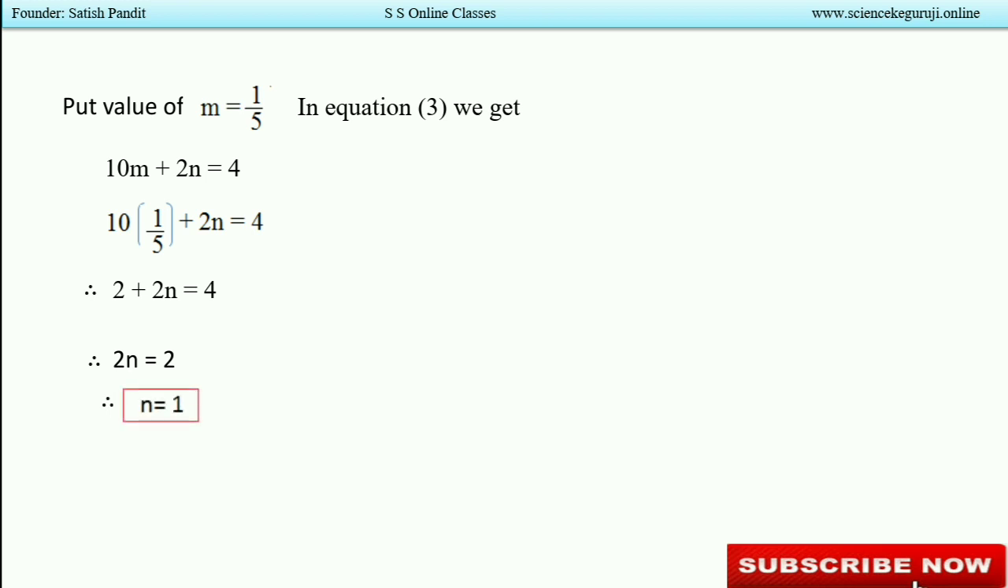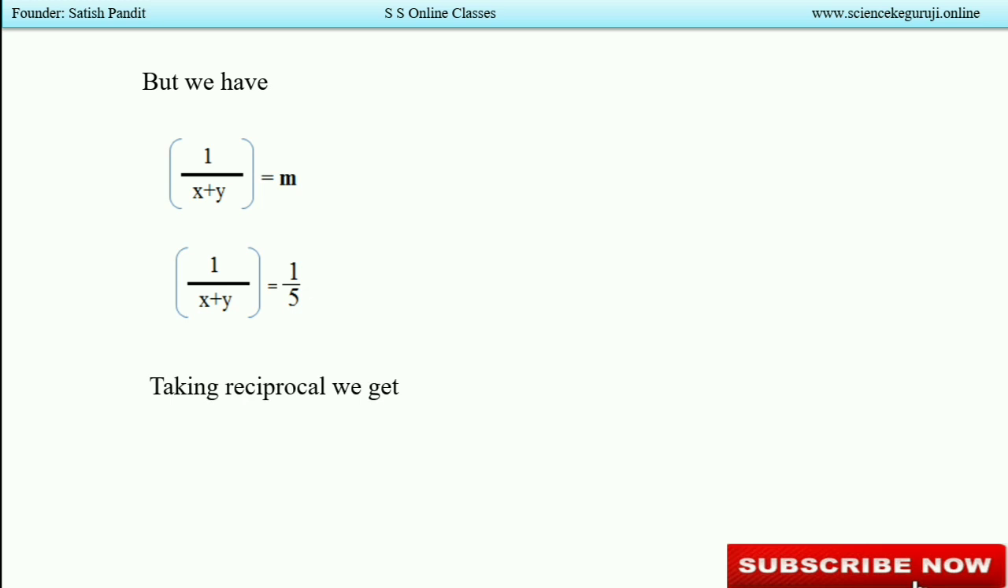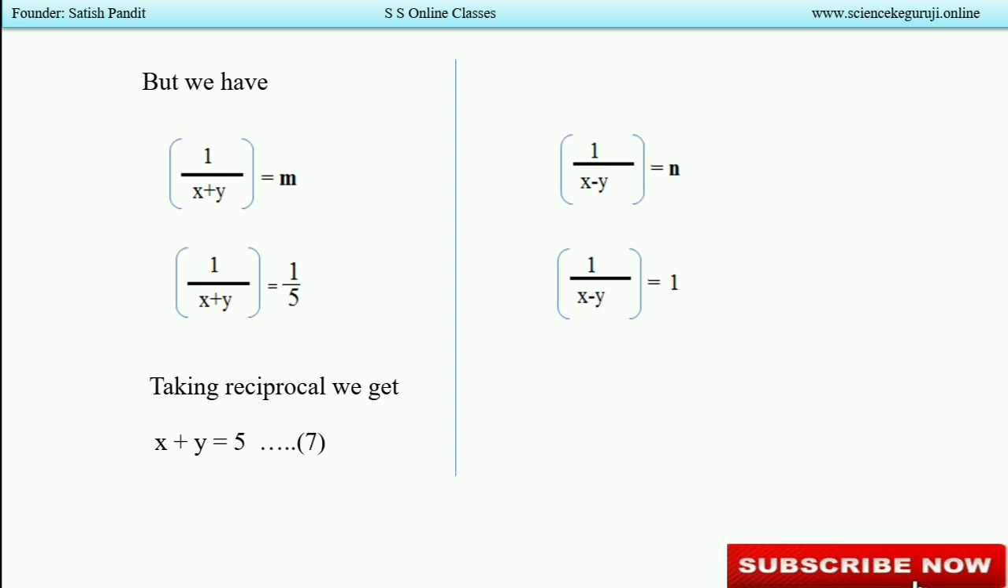So we get the value of m and the value of n. Now, we have put 1 upon x plus y is equal to m, and here put the value of m. So on taking the reciprocal, x plus y is equal to 5. Give it equation number 7. Also we have 1 upon x minus y is equal to n. Put the value of n: 1 upon x minus y is equal to 1. Again taking the reciprocal we get x minus y is equal to 1. This is equation number 8.